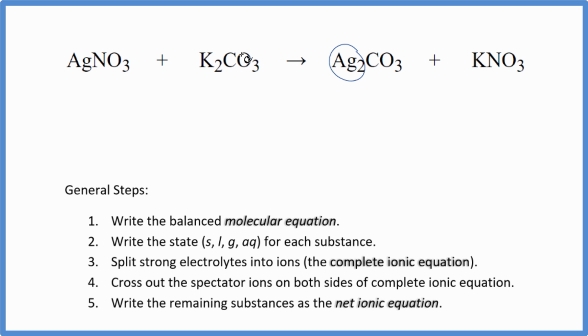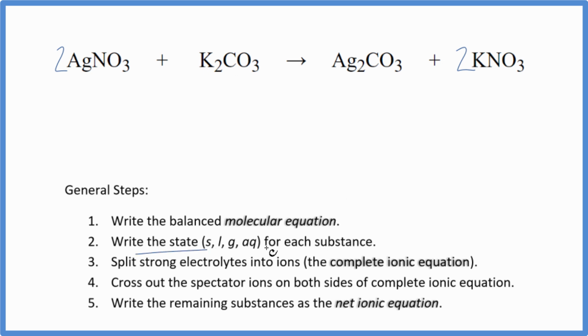I have these two silver atoms here and just one here. I'm going to put a 2 in front of the AgNO3. Now I have two silver, but I have two nitrate. If I put a 2 here, two nitrates, two potassiums, that's good. I have two potassiums here, carbonate and carbonate. So this is the balanced molecular equation.